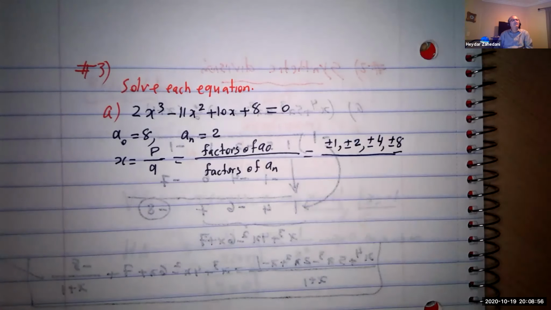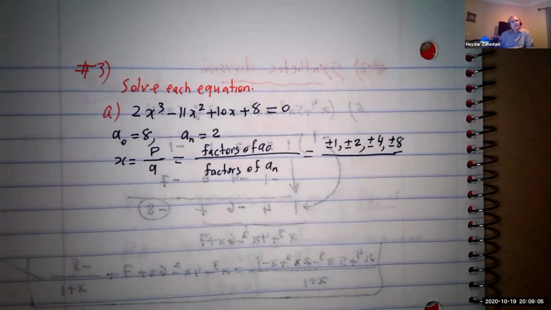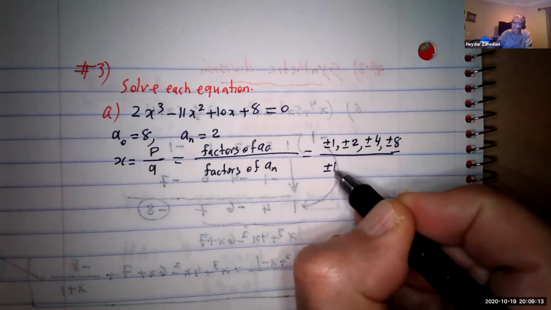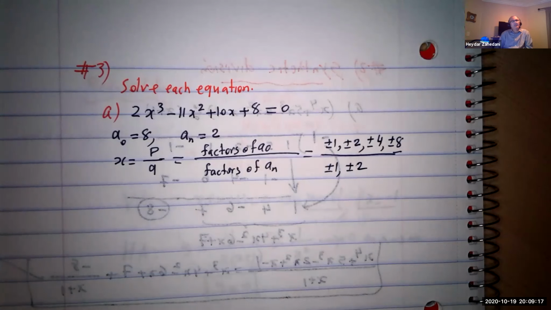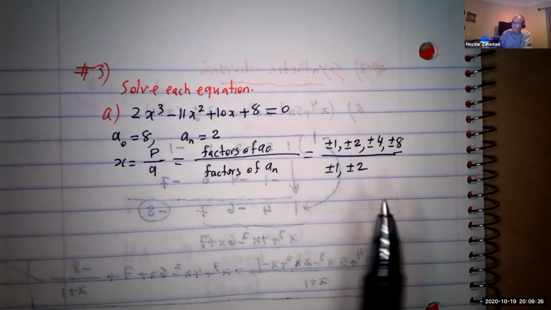So these are going to be the divisors of a0. The bottom one, divisors of an. an is 2. You know that the divisors of 2 are going to be plus or minus 1 and plus or minus 2. Then you divide all of them by each of these numbers as listed.